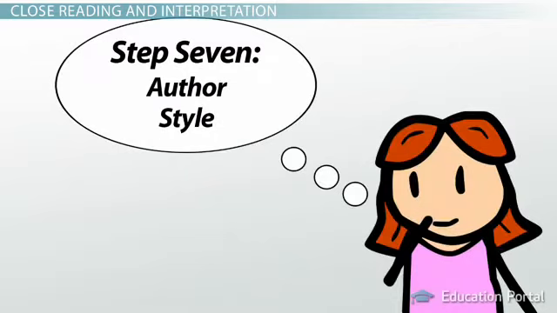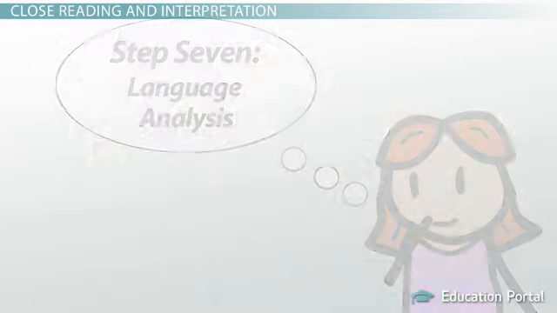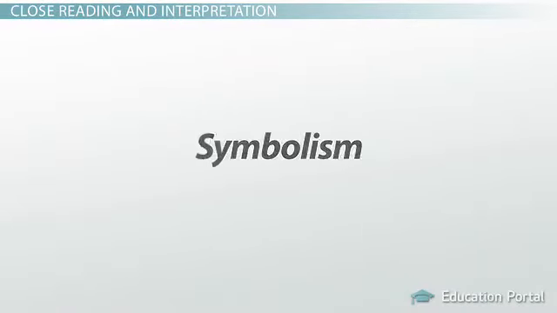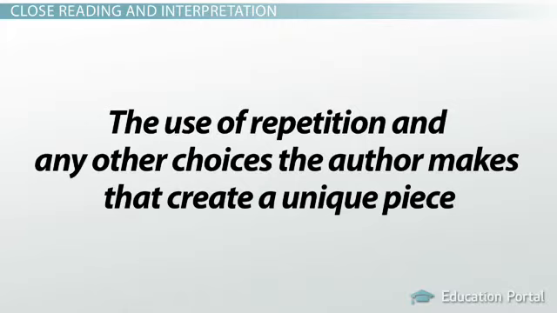Step 7, author, style, and language analysis. Well, this is a bit tougher. It's an examination of point of view, imagery, symbolism, other literary devices, the use of repetition, and any other choices the author makes that create a unique piece. This particular step in the process can be one that takes quite a while.